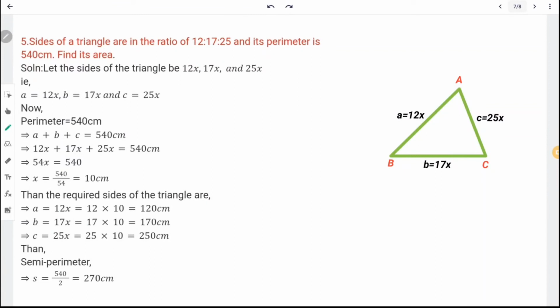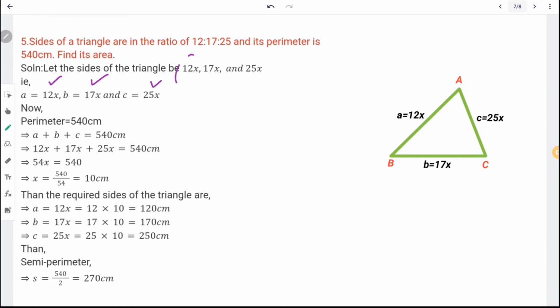All right, let's do one more. Question number 5. Sides of a triangle are in the ratio 12 is to 17 is to 25 and its perimeter, the boundary, has been given. Find the area. Okay, so the difference here between this and all the other questions is they have given us in terms of ratio. They didn't say the sides are 12, 17, and 25. It's given in terms of ratio, so we'll take them to be equal to 12x, 17x, and 25x. Which means here a will be 12x, b will be 17x, and c will be equal to 25x.